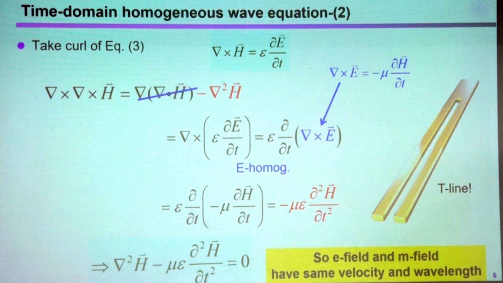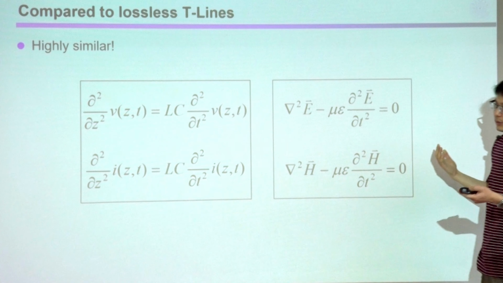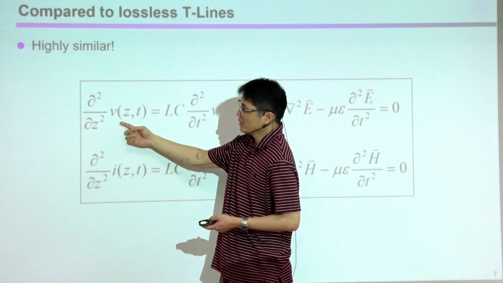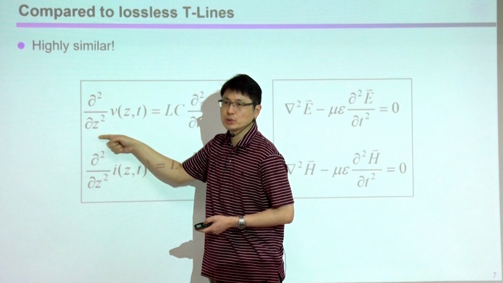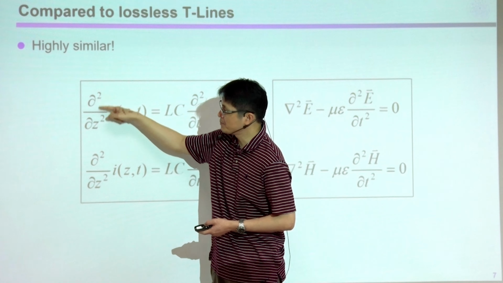Now that we're trying to extend to three-dimensional waves, the only difference is that in the transmission line, we only have a single propagation direction. So we have this twice partial derivative with respect to z. But now, this wave can propagate in x, y, or z directions, whatever direction. So that is changed to a vector Laplacian. The vector Laplacian for only the z direction is exactly this one.